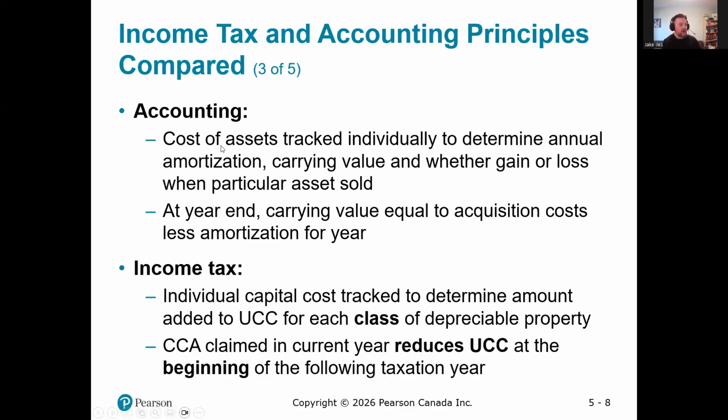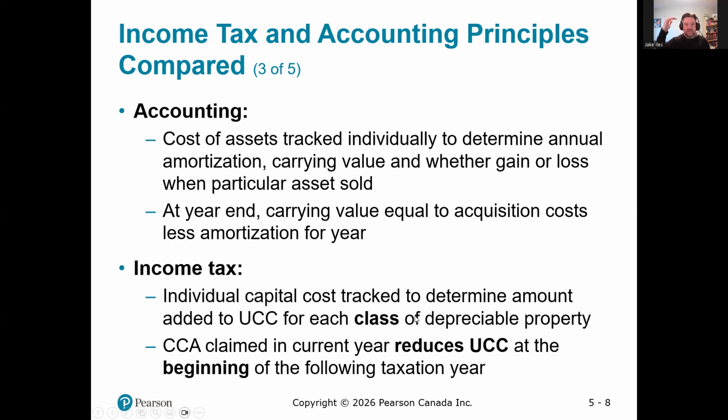In accounting, the cost of assets is tracked individually to determine annual amortization, carrying value, and whether there is a gain or loss when particular assets are sold. At year end, the carrying value equals the acquisition cost less amortization. In income tax, an individual capital cost is tracked to determine the amount added to UCC for each class of depreciable properties. CCA claimed in the current year reduces UCC at the beginning of the following year.